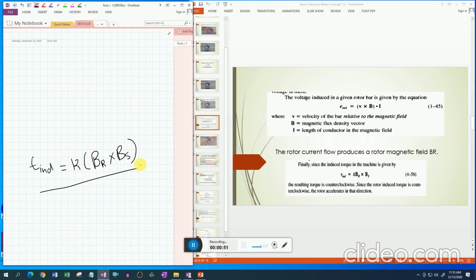This equation is derived in chapter 4. We will study it later, but here we can study how these magnetic fields are produced. This is produced by induction, and this is when we apply the three-phase AC supply voltage. So the induced torque is in the counterclockwise direction. In whichever direction the force acts, torque is induced in the same direction.